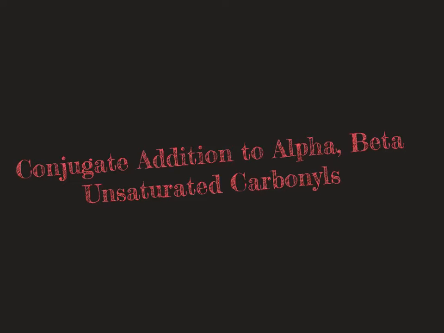In this video, we're going to talk about the conjugate addition to alpha-beta unsaturated carbonyls. We did 1,2 and 1,4 addition with dienes several units ago, and there are connections to those reactions with the alpha-beta unsaturated carbonyls. So just as a refresher, a diene is two double bonds that are conjugated. If we add something like HCl to a diene, we can get 1,2 or 1,4 addition.